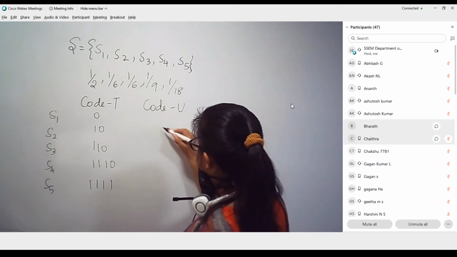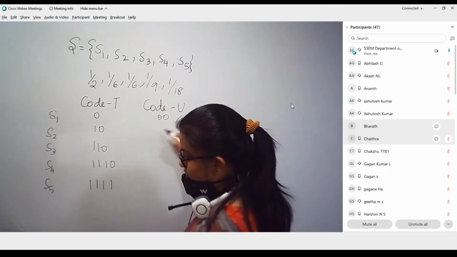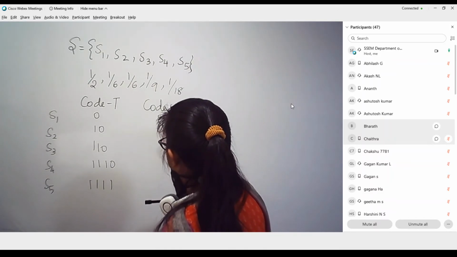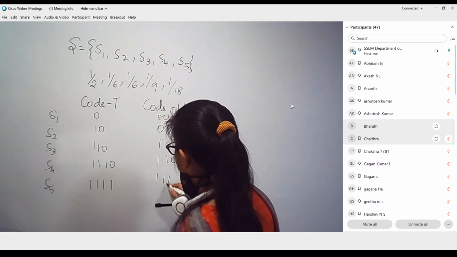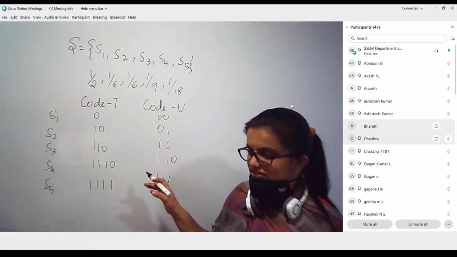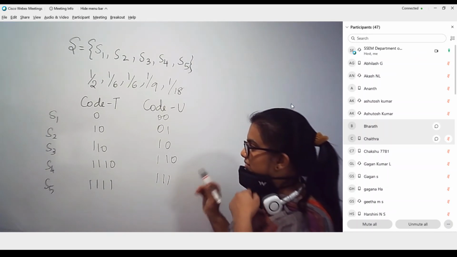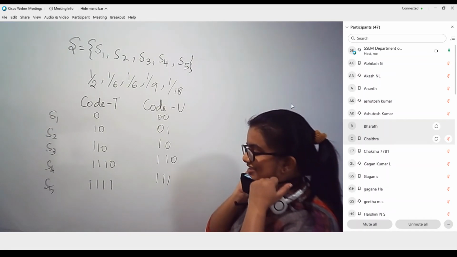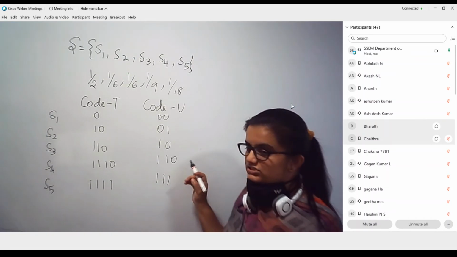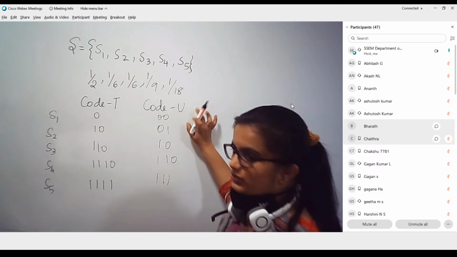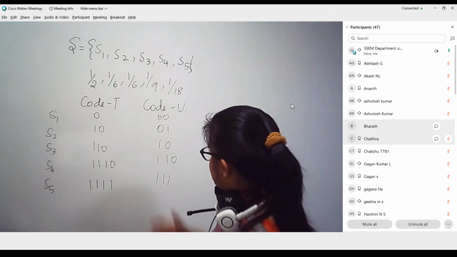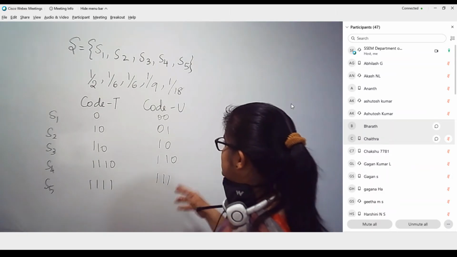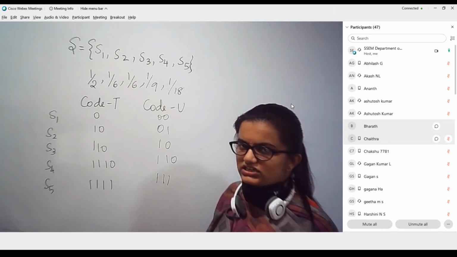Code U is 00, 01, 10, 110, 111. As we know, we have already seen these codes in the previous example itself. Both are instantaneous codes. We had written the decision trees also. This was code T, this was code U. So we have already seen that these two are instantaneous codes.